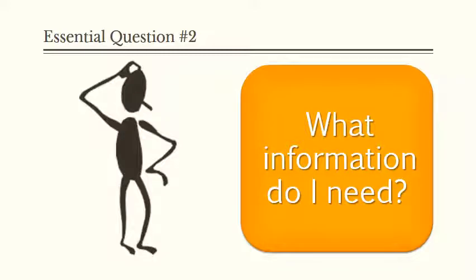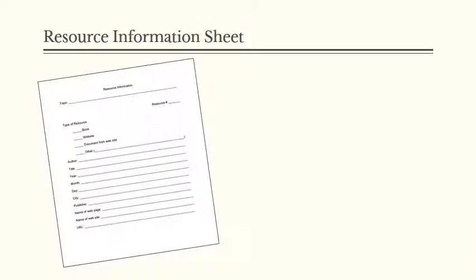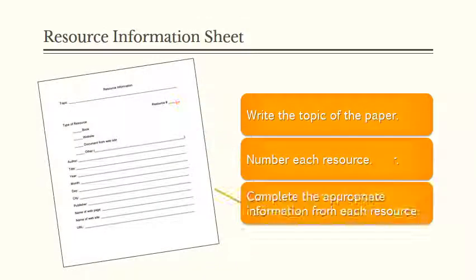Essential question number 2 is, what information do I need? Remember the resource information sheet? The resource information sheet helps you remember the information you will need for in-text citations and the reference list. You will have all the information you need for the reference list if you completed all the information on the resource information sheet while you were using the resource. If not, then you'll have to find the resource again to get the information.